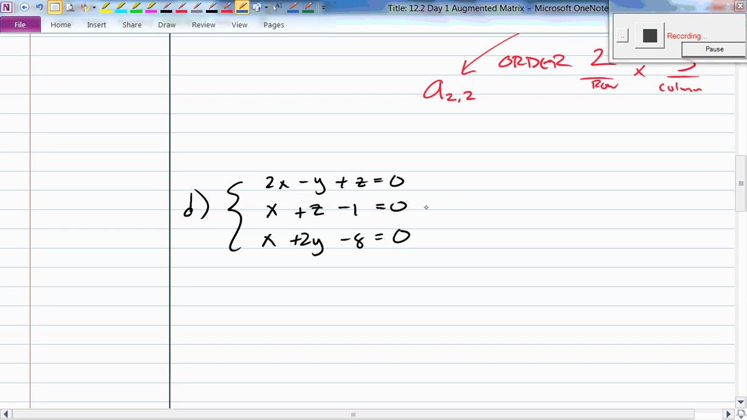Now this one. Let's turn this into an augmented matrix. What's it going to be? Everybody just shout it out. 2, negative 1, 1, line, 0. Good. Next, 1. Ooh. Now that says X. What does that say? That says Z.